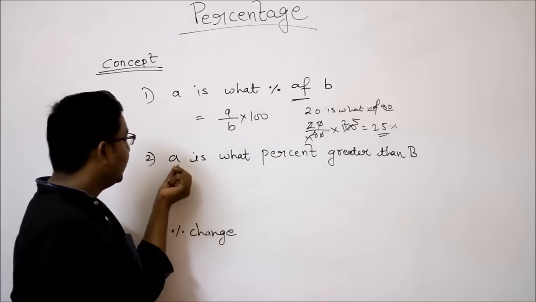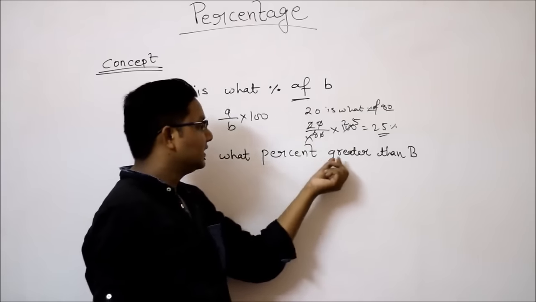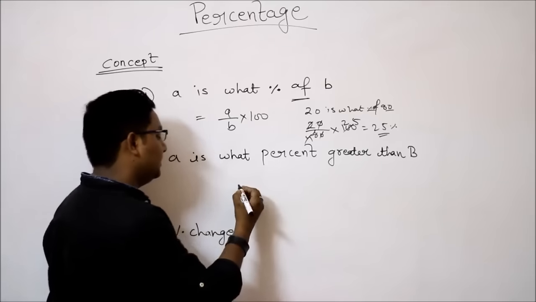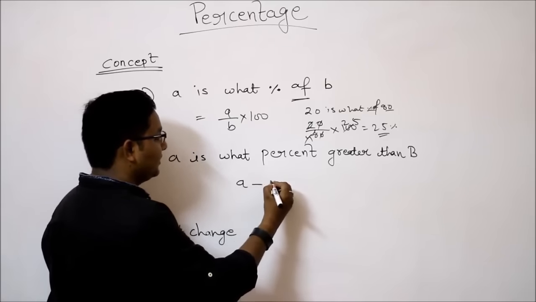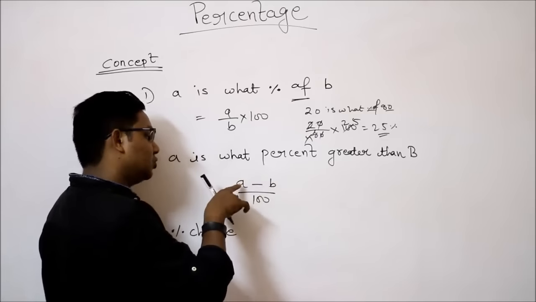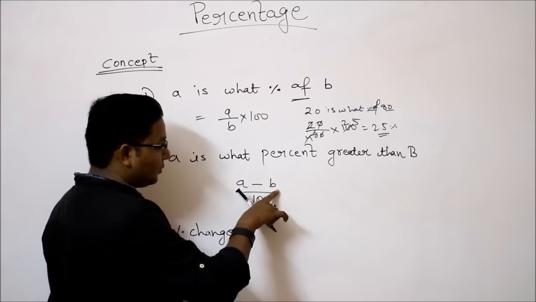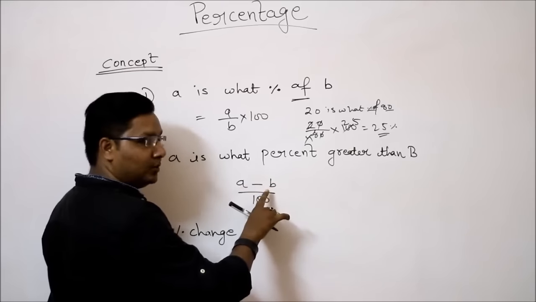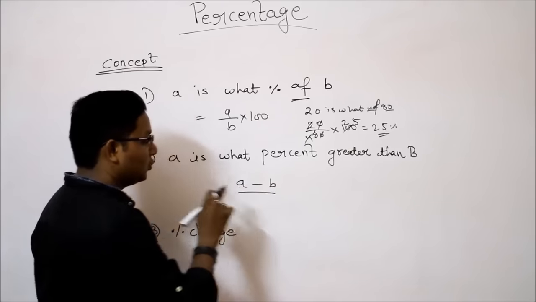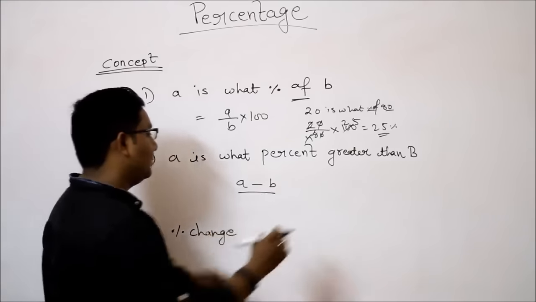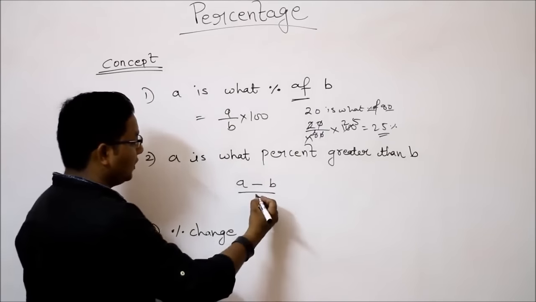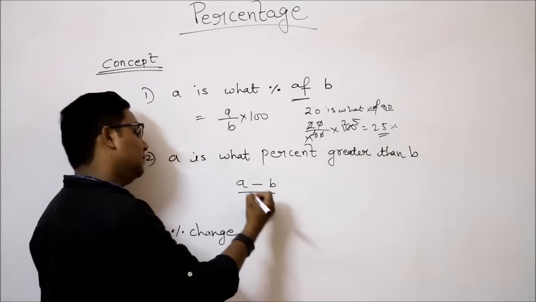Second concept is A is what percentage greater than B. A is what percent greater than B. So the answer of this is (A minus B) into 100, because A is something greater than B. So A will be the greater term, B will be the smaller term. So the difference will be in numerator and upon, what will be in denominator? The denominator will be B.